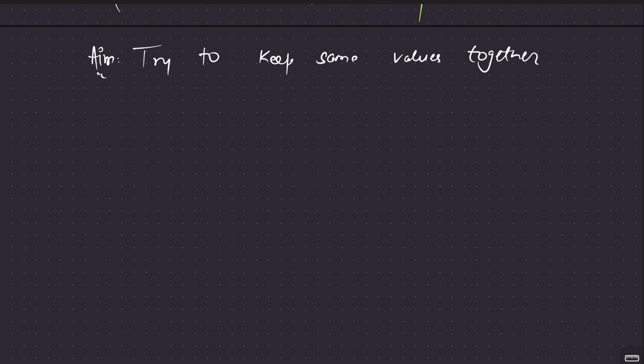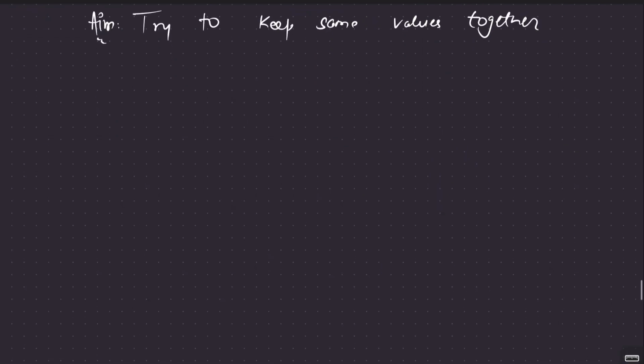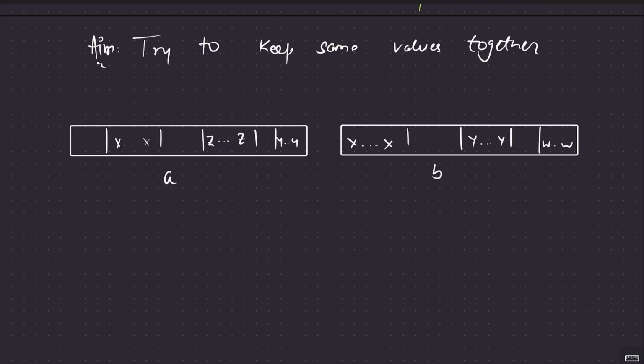Now, how do you approach this question? First things first, you want the same values to be together, so you want to merge in a way that there is a longest run of equal values. Let's take an example of how elements can be present. Here I've taken a general format of how our arrays can look. There can be some run of x here, and that same x can be present here. There can be a run of some element z here, but there may not be z present here. There can be some run of y here, and some run of y here. These lengths are not to scale.